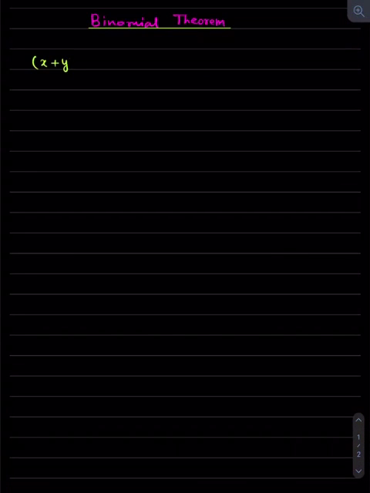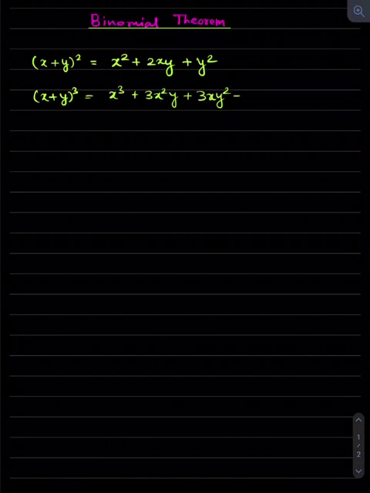Now we will start with some algebraic formulas. This x plus y whole square. So I am sure that most of you remember this. So this is x square plus 2xy plus y square. Similarly, you remember this also, x plus y whole cube. So this is x cube plus 3x square y plus 3xy square plus y cube, right?